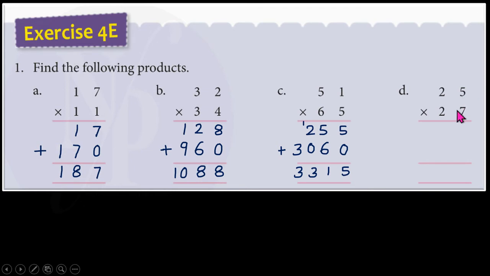D. 25 into 27. Now let's multiply 25 by 7 first. So 7 5s are 35. So write 5 here. 3 is carried forward to the tens place. Now we multiply 2 by 7. 7 2s are 14. 14 plus 3 is 17. We put a 0 here in ones place. And then we multiply 25 by 2. The 2 5s are 10. Put 0 here and 1 is carried forward.